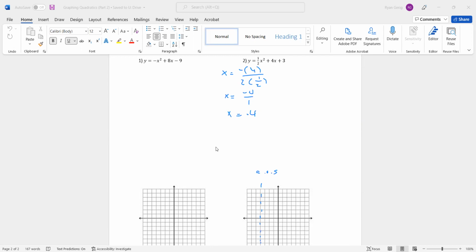Go ahead and find the vertex. So -4, and I've got to find Y. Just plugging it in. So -4 squared is 16. Half of 16 is 8. Hopefully you know where I'm getting that. 4 times -4 is -16 plus 3. -8 plus 3, -5. So (-4, -5). There's my vertex.